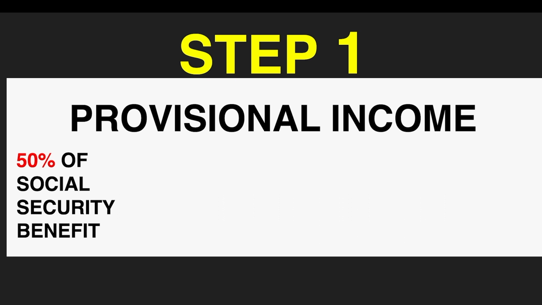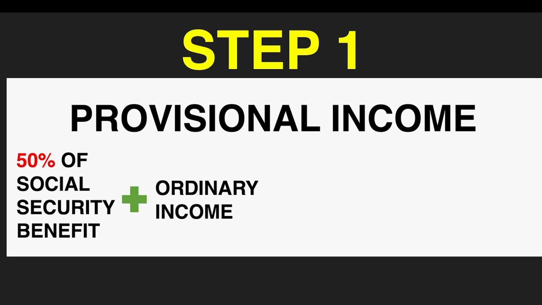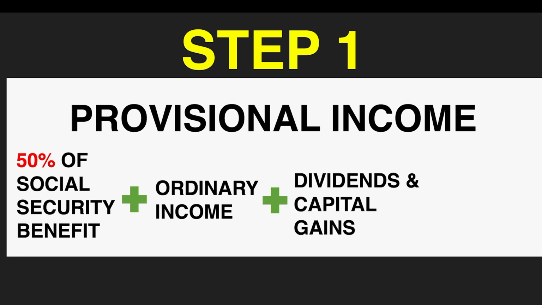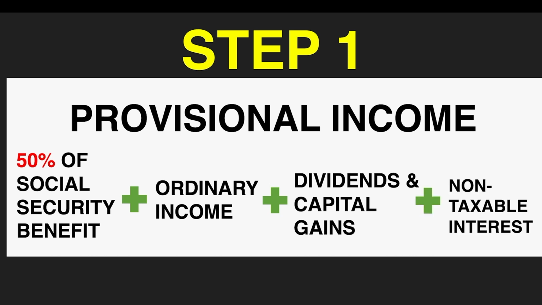And all that is four components added together. It's 50% of your Social Security benefit, plus all of your ordinary income, plus any dividends and capital gains, whether they're short-term or long-term, plus non-taxable interest. And so what you're going to get is a number.